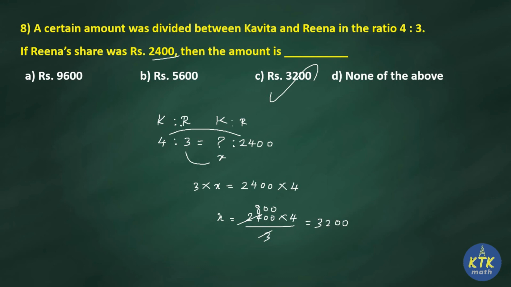So I am repeatedly saying the order of writing the ratio is very important. Kavita is to Reena. So 4:3. Again right side also Kavita is to Reena. Therefore some amount X is to 2,400. We'll go to 9th question now.